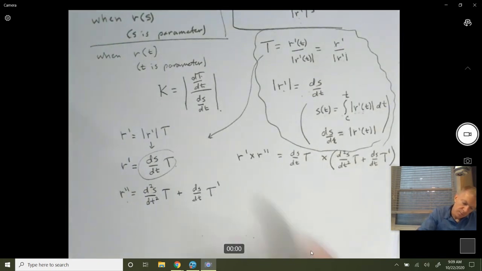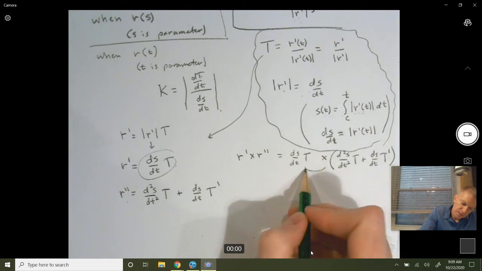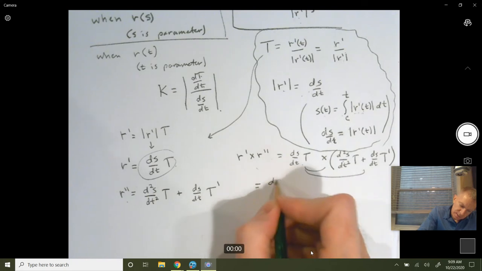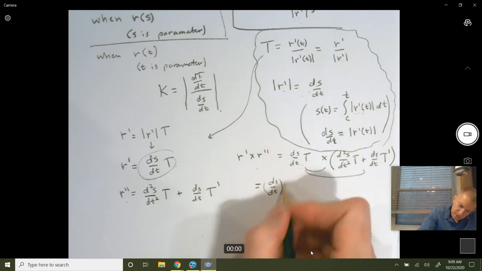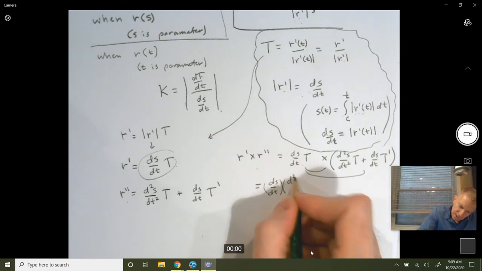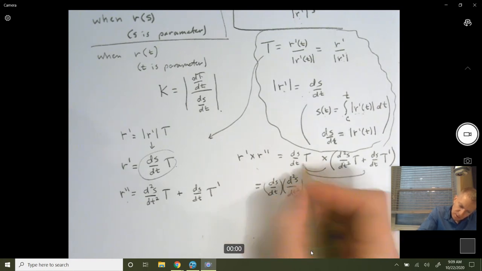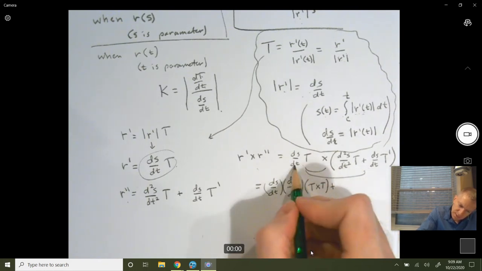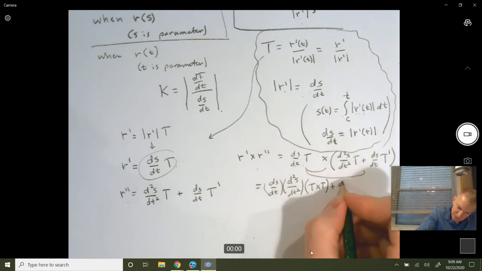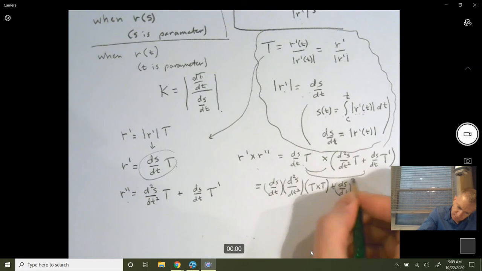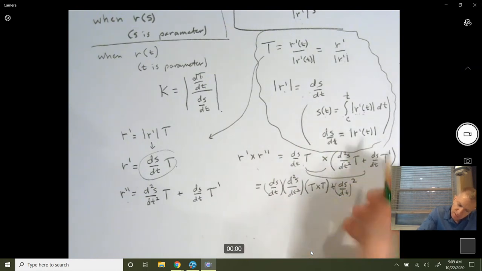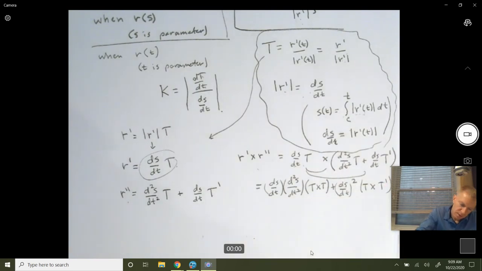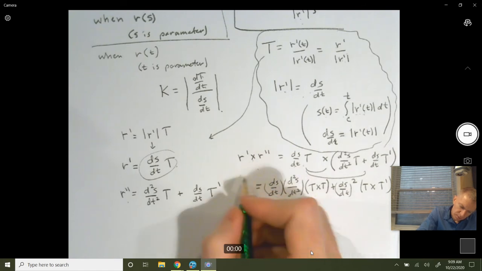Okay. And when we do that, this distributes to both of these. So we get this times this. So we get ds/dt times the second derivative d²s/dt² times t cross t, plus this times this. Now that's ds/dt times ds/dt, so (ds/dt)². Don't get that confused with the second derivative of s. And then times t crossed with t prime. Okay, this is r prime cross r double prime.